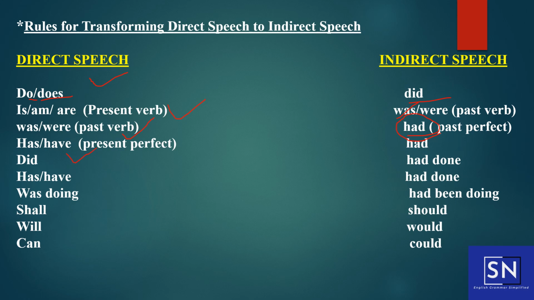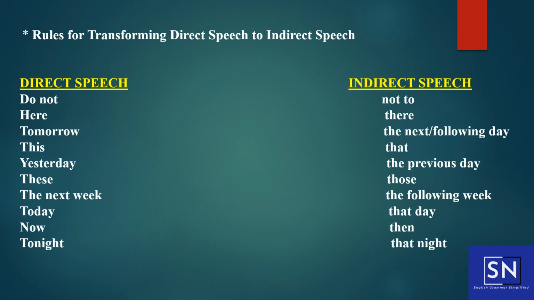So, has, have to had; did to had done; was doing, had been doing; shall, all the modals: shall, should, will, would, can, could. If there is should in direct speech, in indirect speech it should change into would. Next, do not to not to; here, there; tomorrow, the next day; this, that; yesterday, the previous day; these, those; the next week, the following week; today, that day; now, then; tonight, that night.